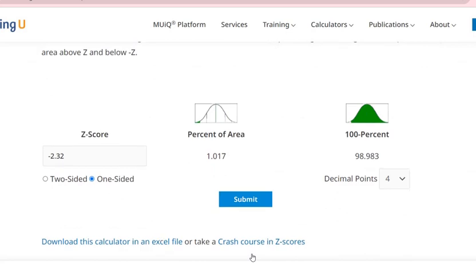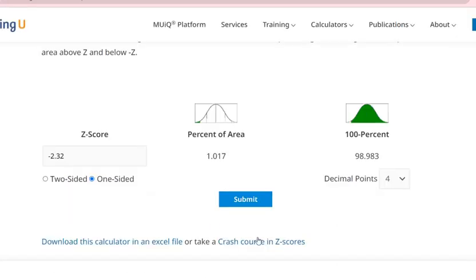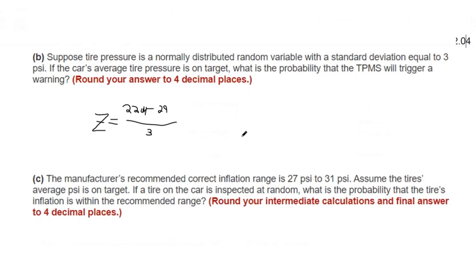So a warning would be anything less than that 22.04 value that we had, right? If you had a PSI of 22, if you had a PSI of 21, those would all trigger warnings. So that's why I clicked one-sided, and I want this left tail because I want the probability of anything less than that PSI. So that's a percentage of 1.02, and 1.02 as a decimal is 0.0102. Remember, if you're having trouble converting percentages to decimals, you just divide the percent by 100.